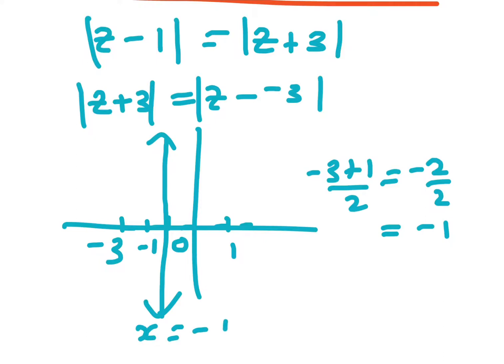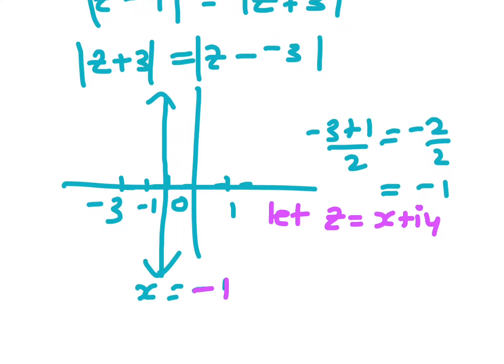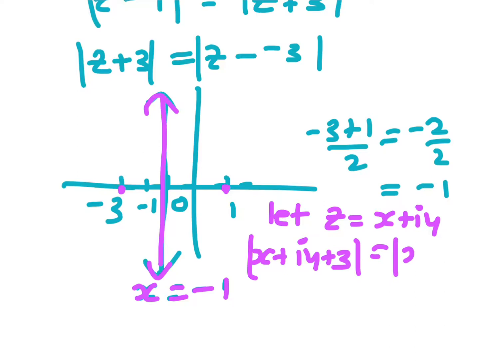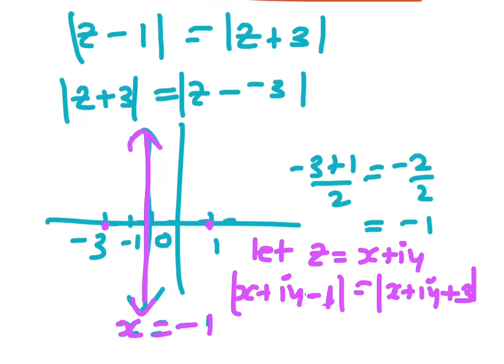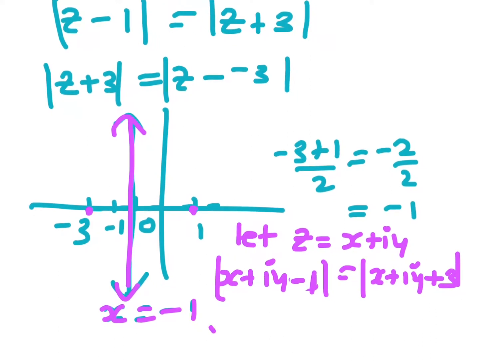Now, if you derived that from scratch, you'd let z equal x + iy, and I just want to show you that it is actually x = -1, and it is the perpendicular bisector of those 2 points there. So that means that you'd have |x + iy - 1| = |x + iy + 3|. Okay, that's what we've got there.